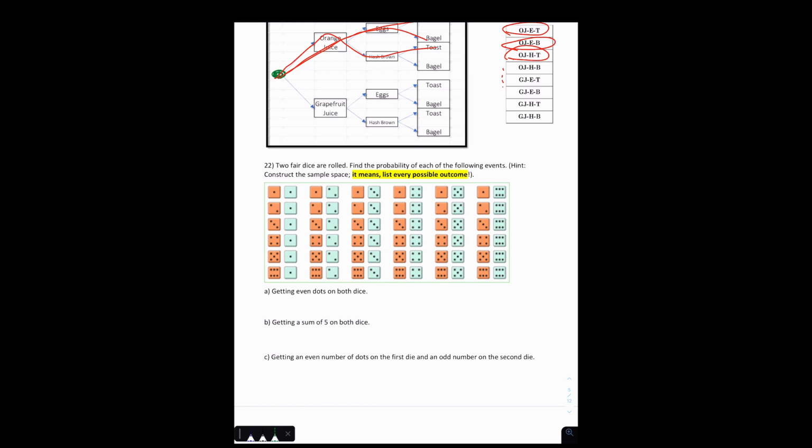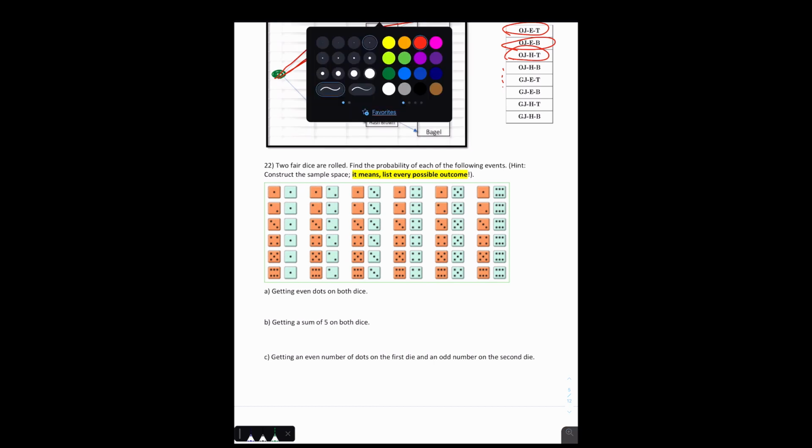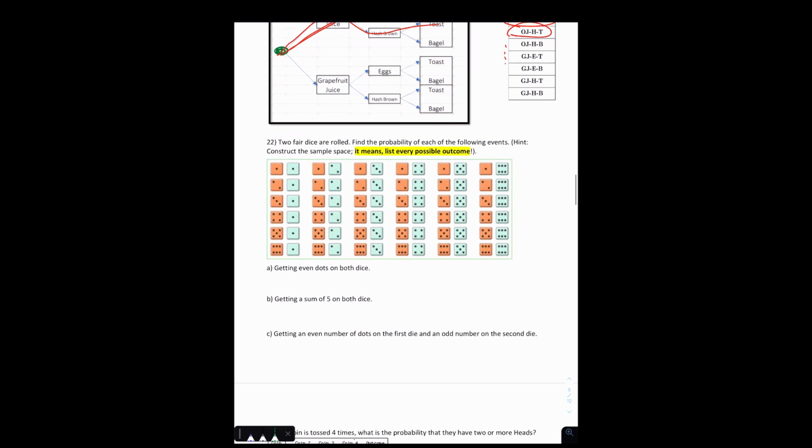It's not an exam. During the exam, obviously the hint will not be given and this table will not be given. So you have to have this in your memory bank. Alright, so let's answer the question so we learn how to respond to these types of questions. It says, find the probability of getting an even number of dots on both dice. So even on the first one and even on the second one.